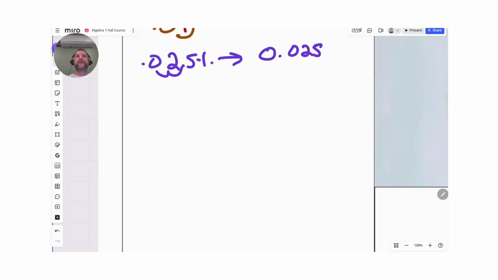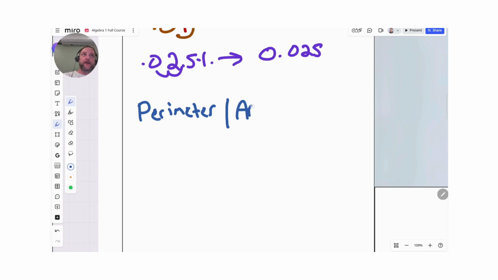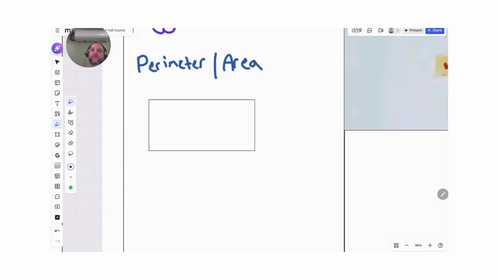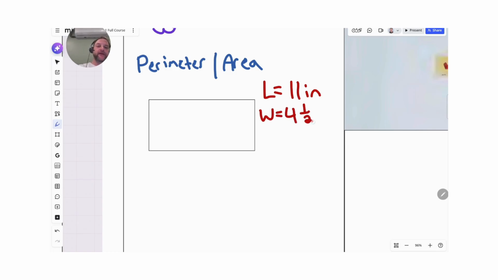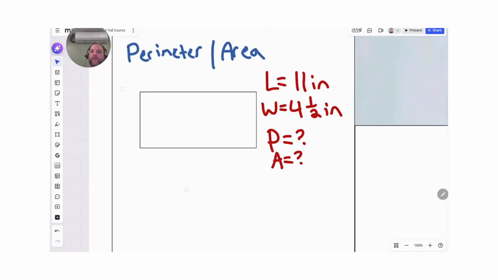All right, what if I have a question that says find the perimeter and area? So I have perimeter, find the perimeter and the area of a rectangle. It's going to be 11 inches. And we know our width is 4.5 inches. Now we need the perimeter and the area.